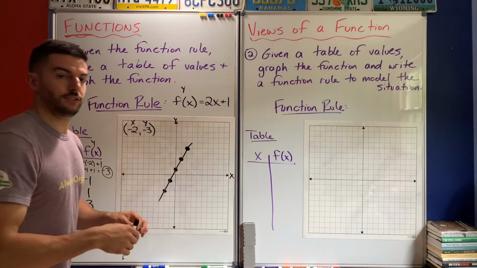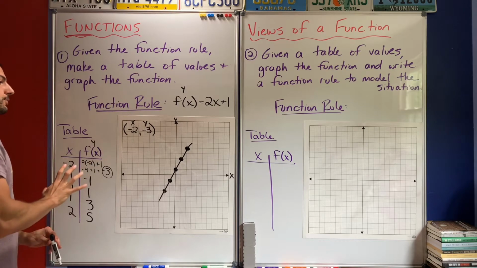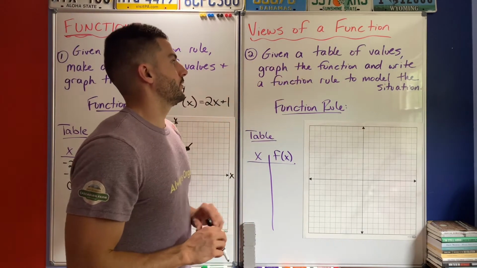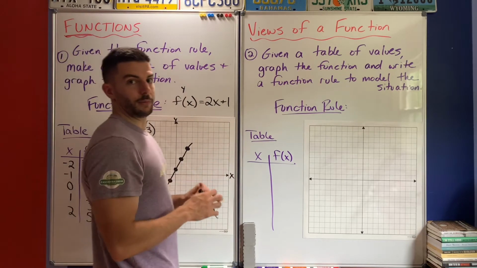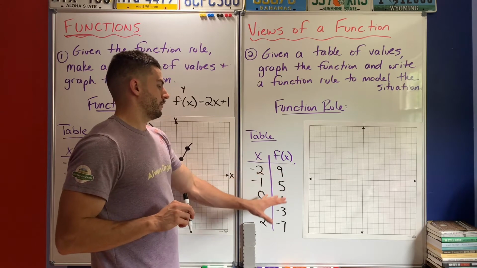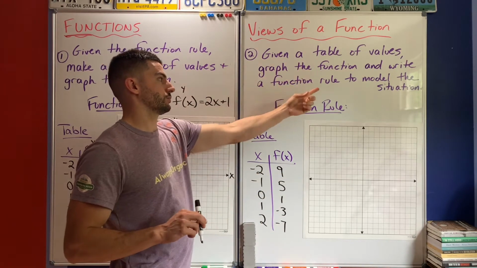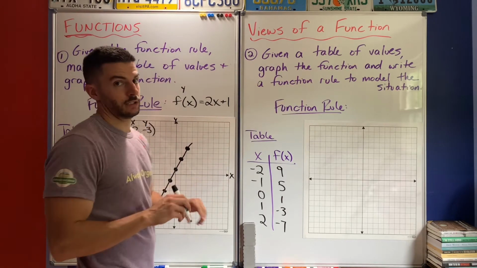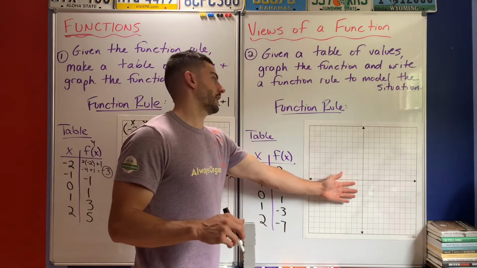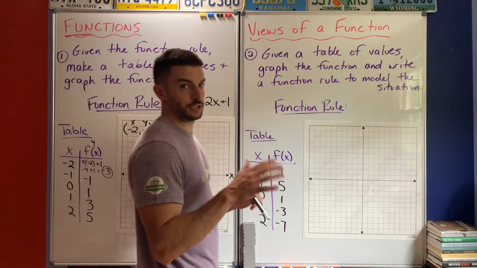That's probably the easiest way if you're given the equation right away: going from that to the table and then the graph. Now for number 2, you're given a table of values, which I will make right here. I have these 5 points. It says, given the table of values, graph the function and write a function rule to model the situation. So I'm given the table first, and it wants me to make the graph and then the function rule from that. A little bit trickier here, you're going to see.